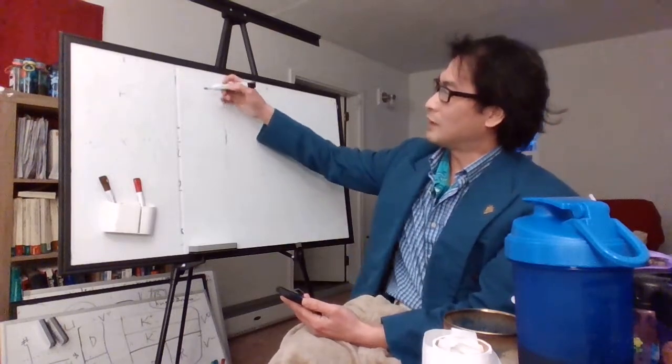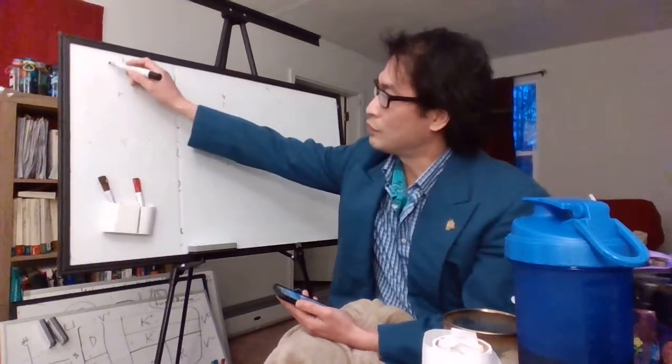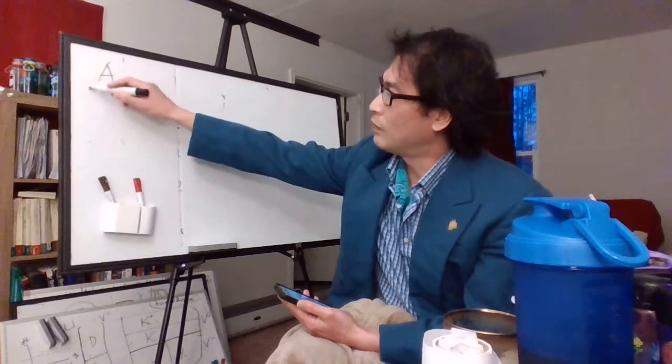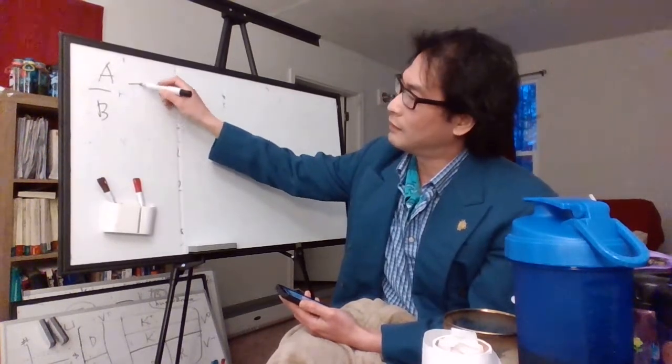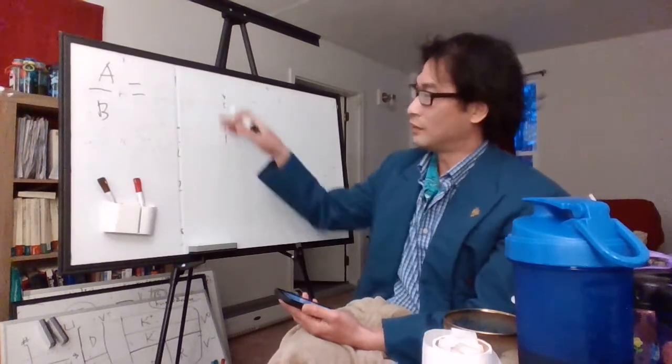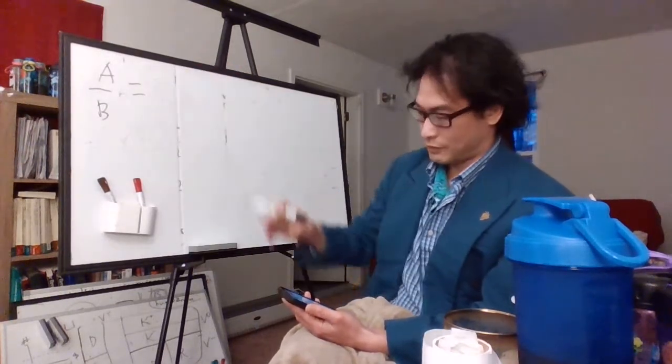So Mr. Lawrence Tribe came up with this quotient A over B, the numerator part, upstairs.